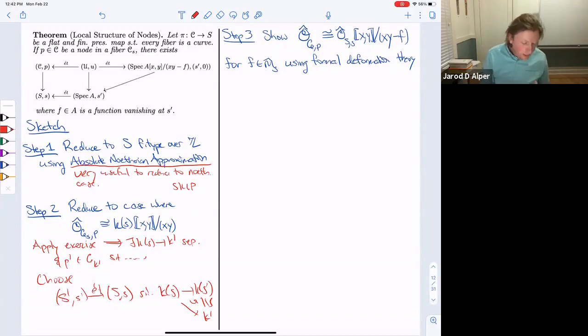And now we have to go from the complete local ring in the fiber to the complete local ring at P. This is one of the difficult steps, and here you need to use formal deformation theory. And this is where Schlesinger's theorem plays a role.